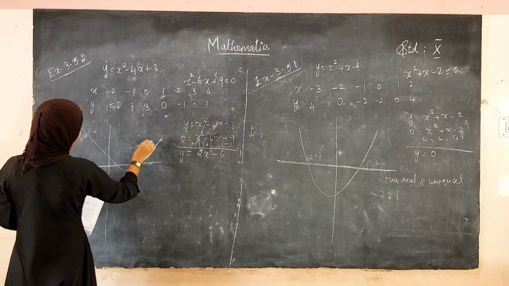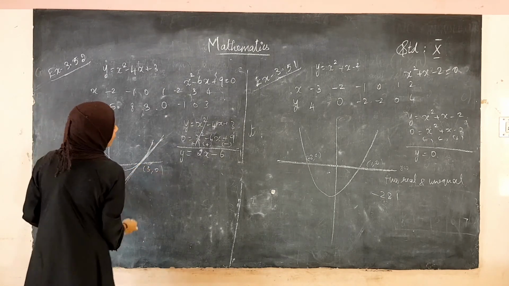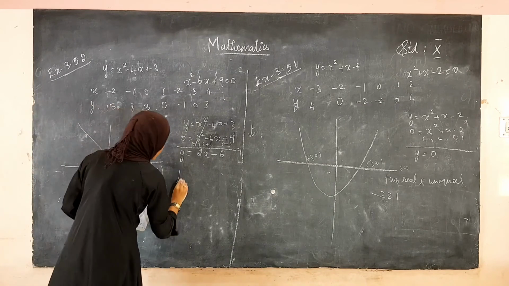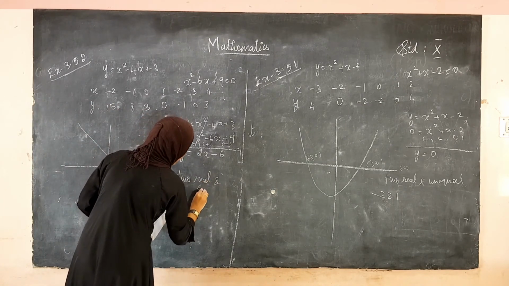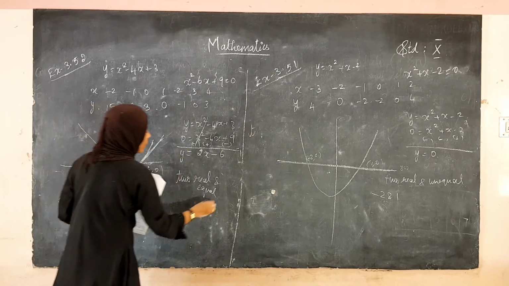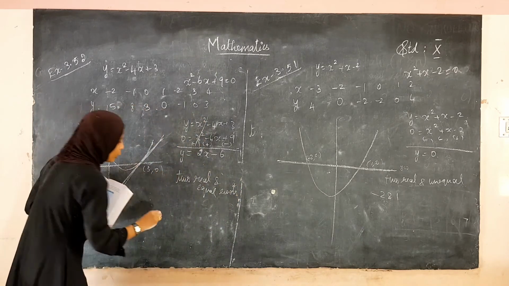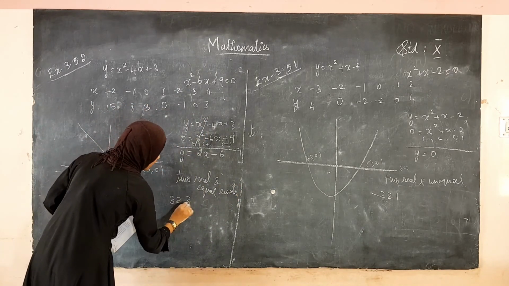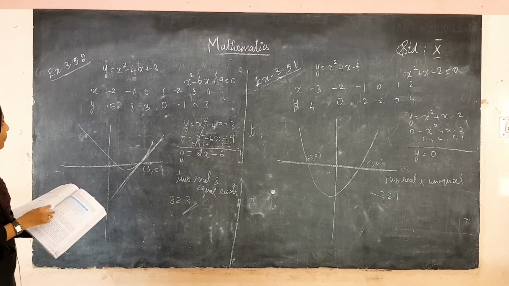Okay, the graph touches the straight line at only one point. The point is 3, 0. Therefore, it is said to have two real and equal roots, right? Because the graph touches the line at... sorry, only 1 point. Two real and equal roots. What will be the root? The point is 3, 0. Therefore, the root will be 3 and 3. Okay, 3 and 3. So, with this the examples are over.